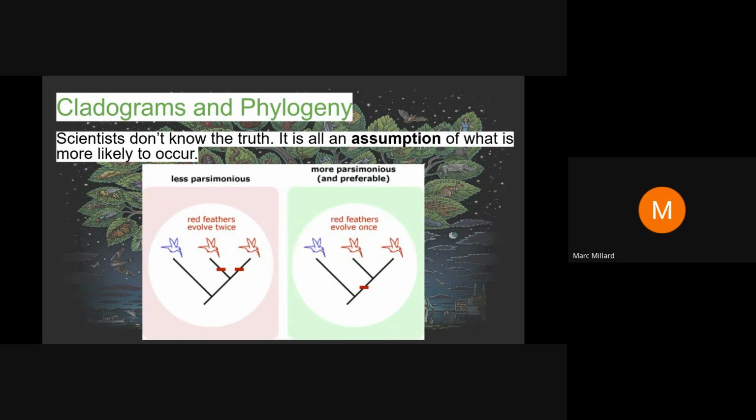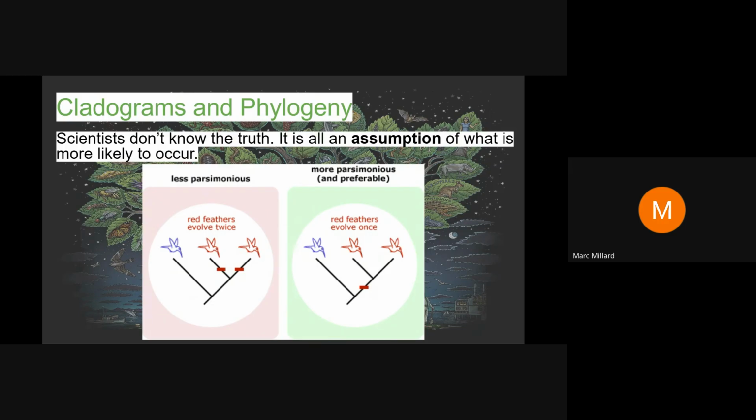Scientists don't always know the truth. It is all an assumption of what is more likely to occur. For example, here we have these two ideas. In the first one, we have 3 types of birds. 2 of them have red feathers and 1 doesn't.